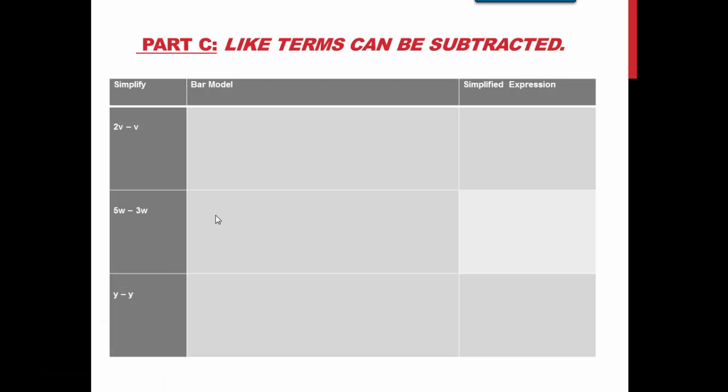Part C, like terms can be subtracted. We want to simplify 2v minus v. We'll draw the bar model. We have two v's. Can we subtract 1v? Can we take 1 away? Yes, we can. How many are left? 2v minus v equals 1v is left.